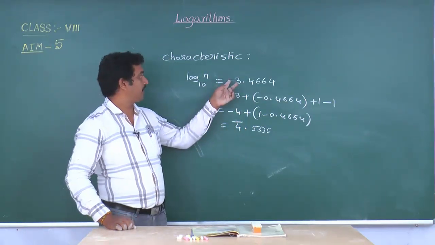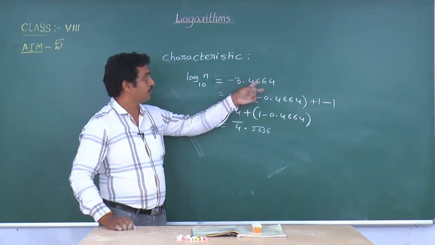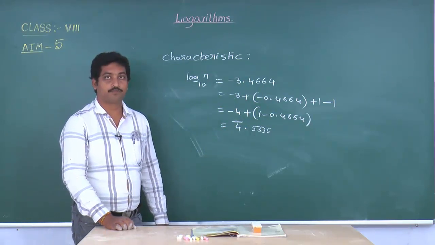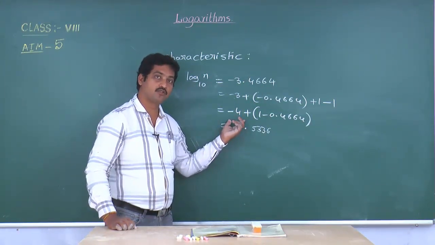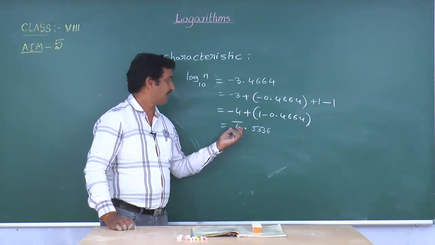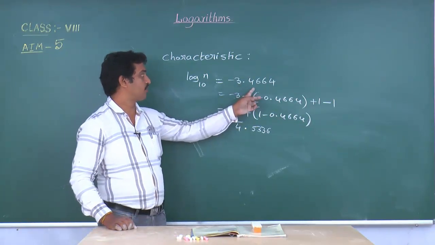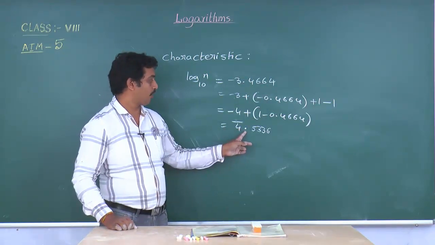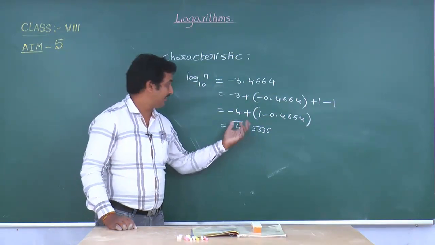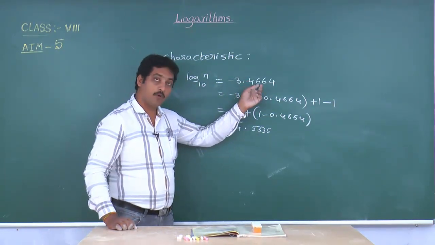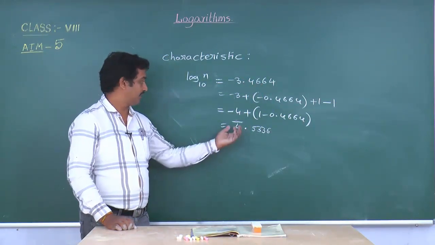If you keep this minus before this number, then this minus belongs to the decimal part also. But this bar shows that the minus belongs only to the integral part. So minus 3.4664 is equal to 4 bar 0.5336. Both values are equal, but here the decimal part is positive, and in the other form it is negative.